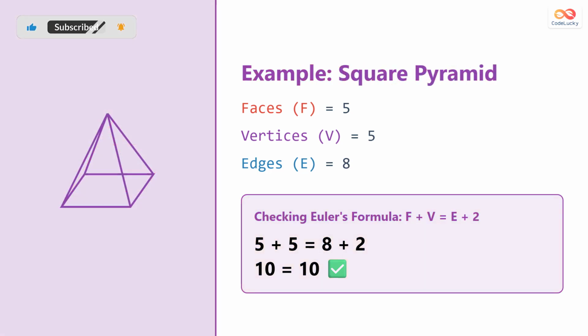How about a square pyramid? It has 5 faces and 5 vertices. That makes 10. It also has 8 edges. 8 plus 2 is 10. Euler's formula works again.